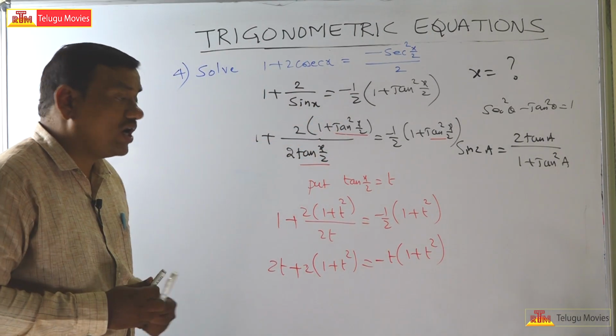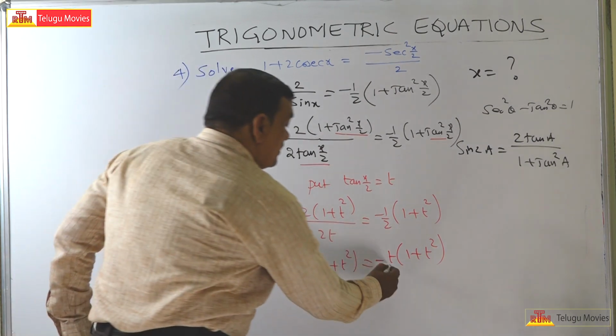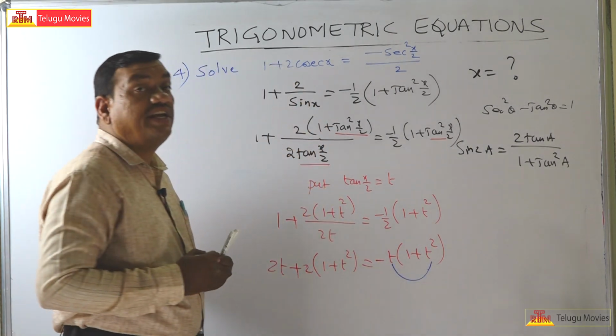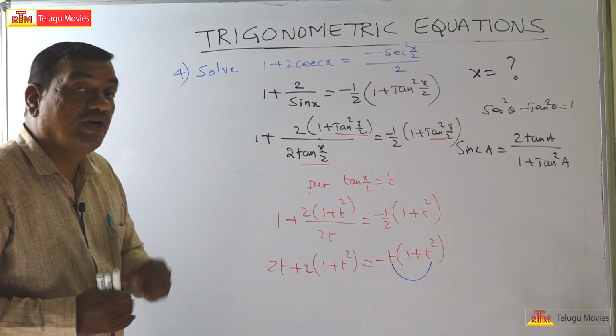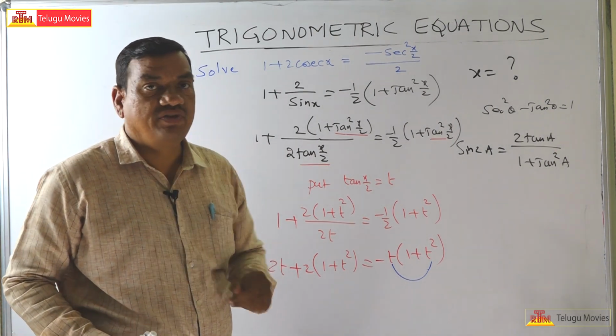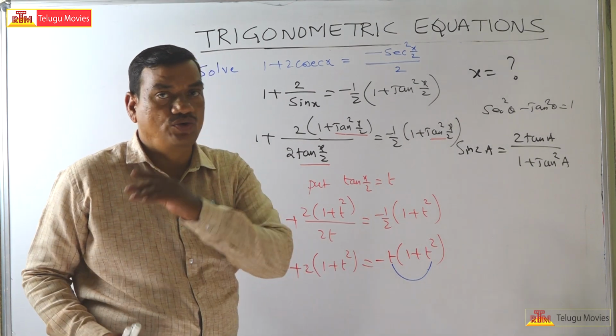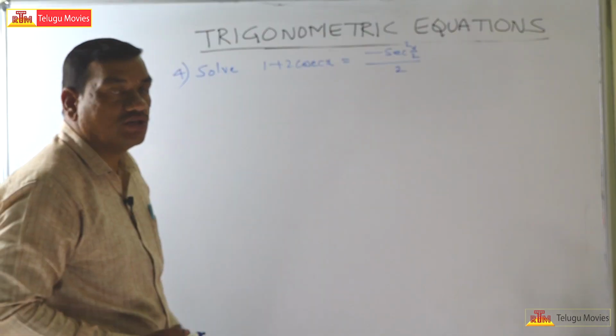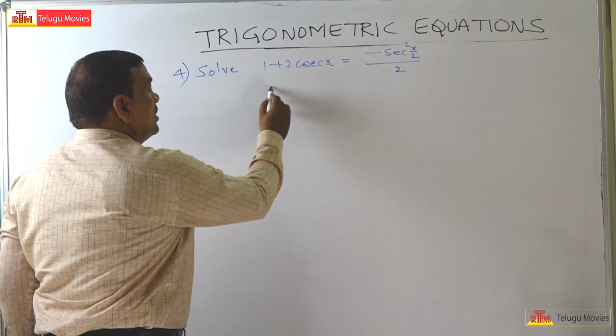Right. So if you continue here, t into t square is t cube, that means you are going to get a cubic equation. So let us continue the solution. If you continue the solution, you will get like this, t cube.